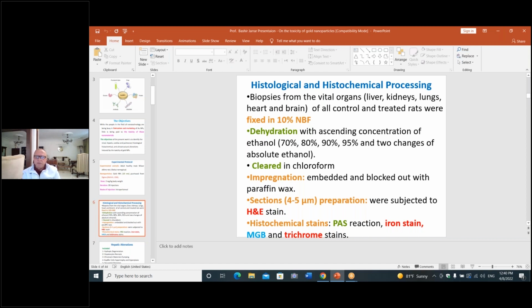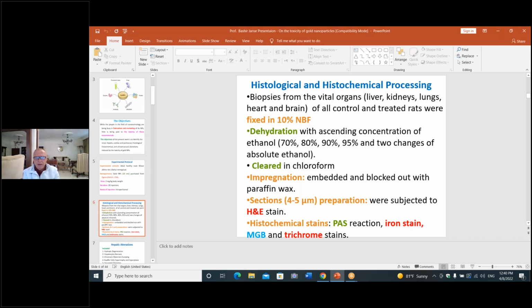They were treated with fixatives, especially NBF, neutral buffered formalin of 10%. This is for fixation, to keep the structure and the chemical constituents of the tissue without being changed by the foreign processing. Then the tissues were dehydrated using increasing concentrations of ethanol, 70%, 80%, 90%, 95%, and then two changes of absolute ethanol. This is to remove water from the tissues.